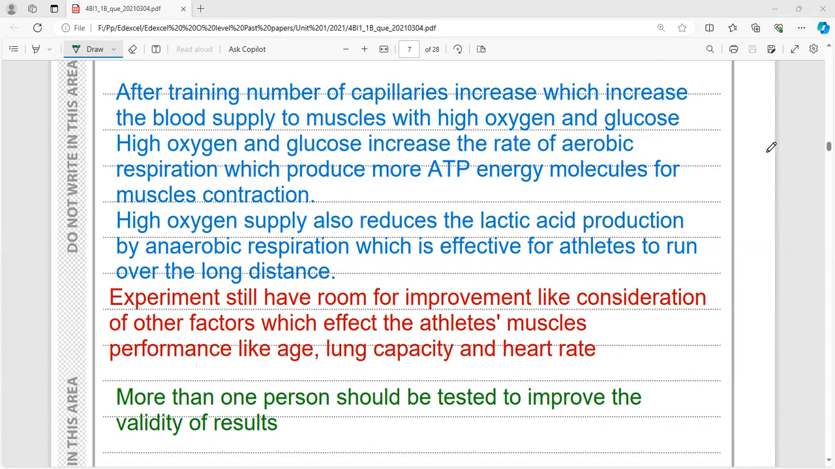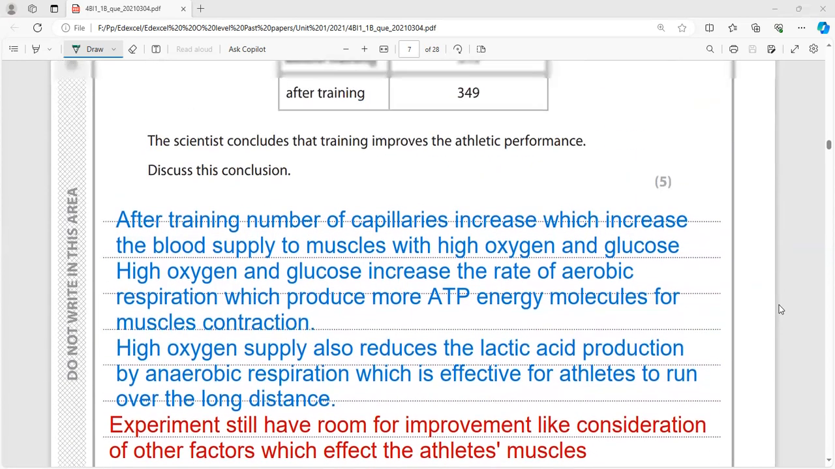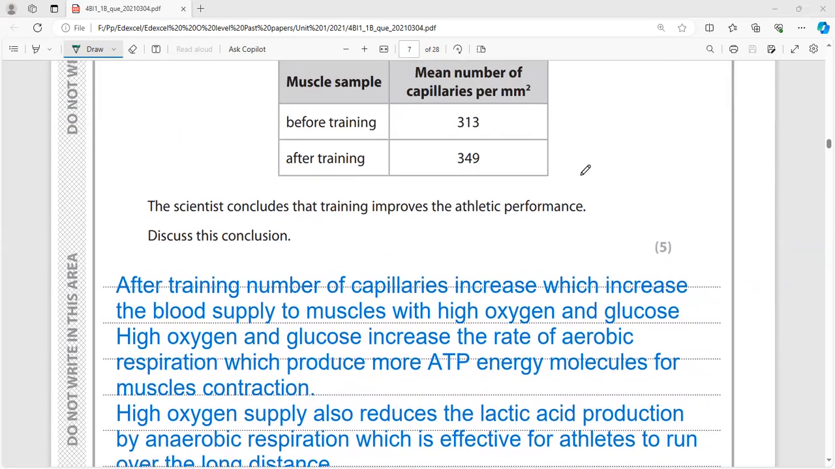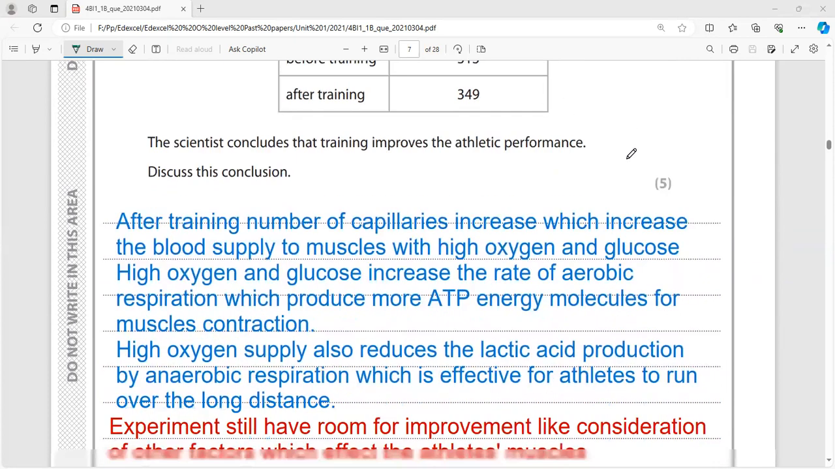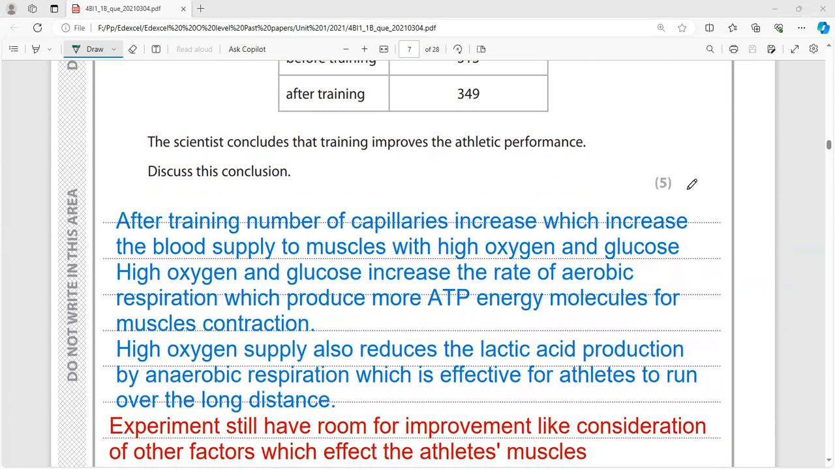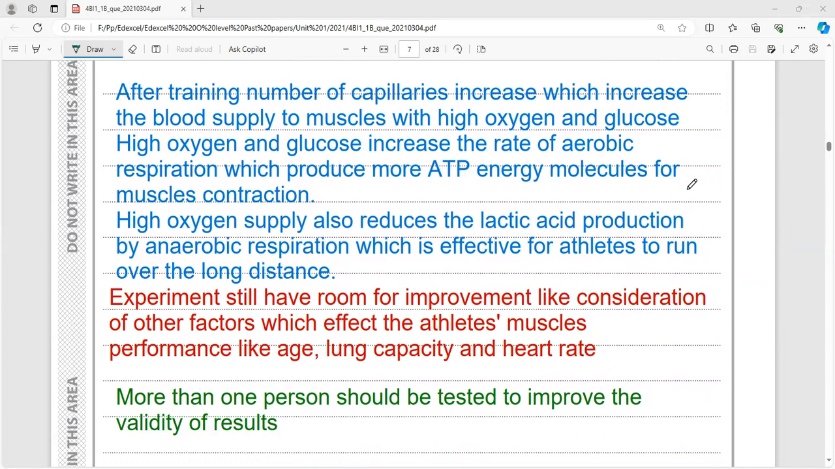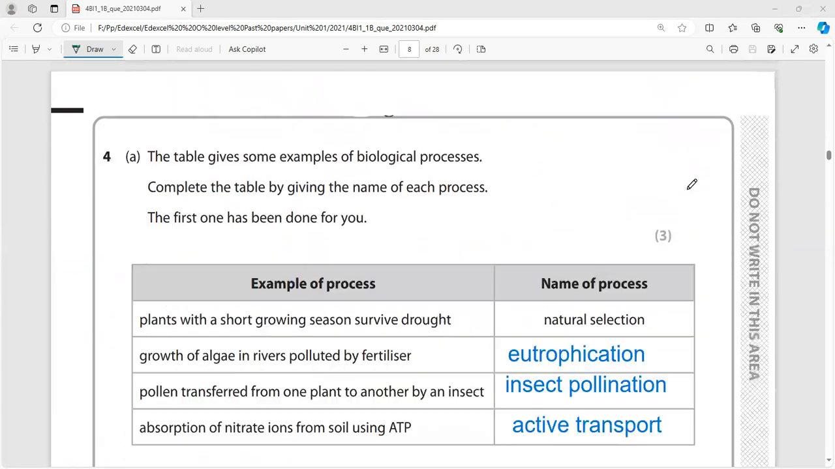So here in this answer, first you are describing the result, and then you are writing the reason for that. And then the third part, you are writing the improvement plan. So whenever this type of question comes, discussing the conclusions of the experiment, you need to first give the evidence from the data, then give a reason for that, and also give the improvements or precautions. Here we have completed, and we're going to proceed to the next question.